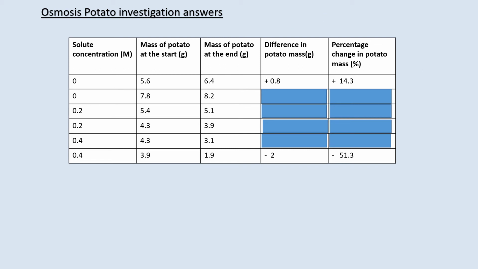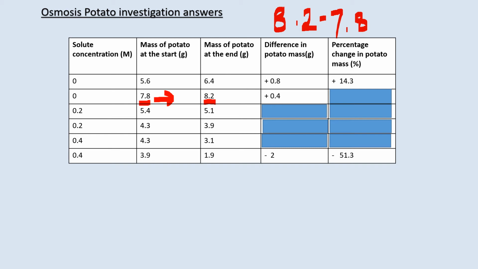For the next one, we do exactly the same thing. We have got 8.2 this time, and we need to take away 7.8, and we want to work out what is the biggest number. Is it 7.8? No, it is 8.2. So our potato is gaining mass again. So our difference should be plus 0.4, remember that plus.